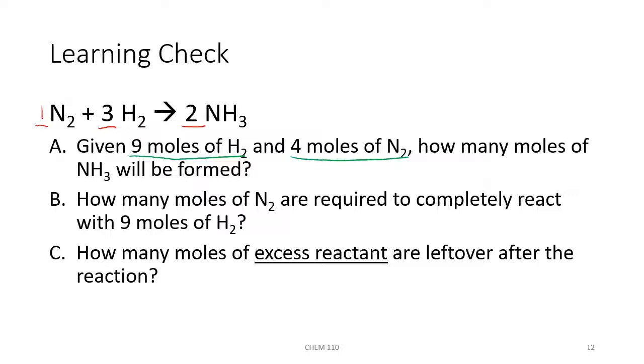In part B, how many moles of nitrogen are required to react completely with 9 moles of hydrogen? And then C, how many moles of excess reactant are left over after the reaction? To keep this example straightforward, we're doing everything in moles and not introducing our conversion from moles to grams just yet. Let's start with A on the next slide.